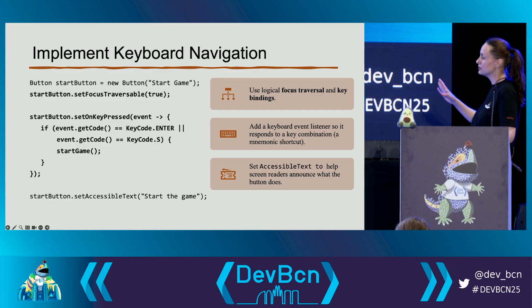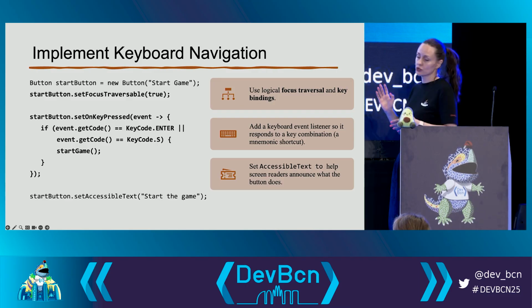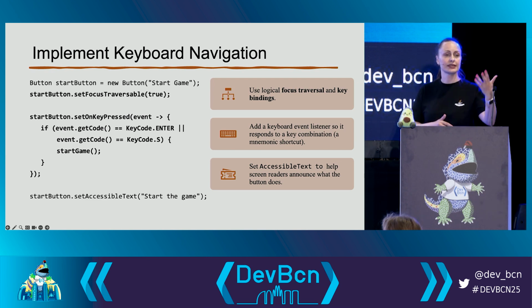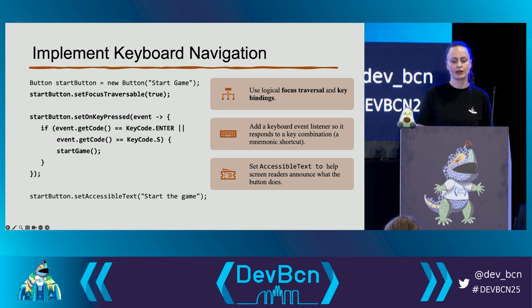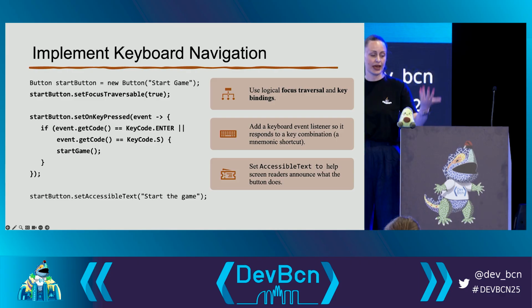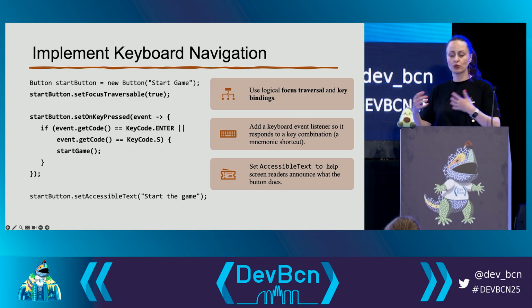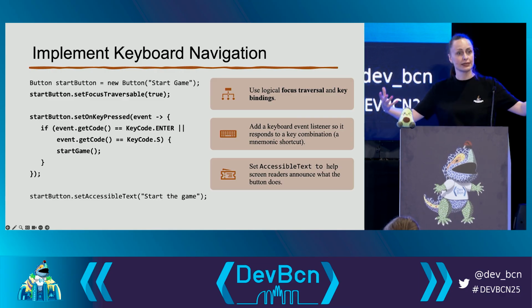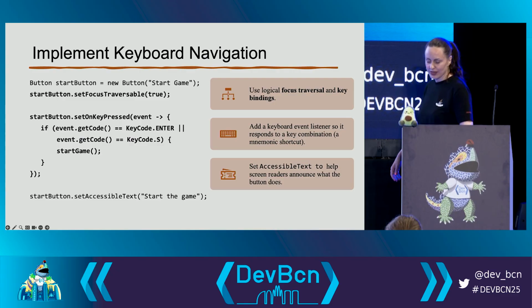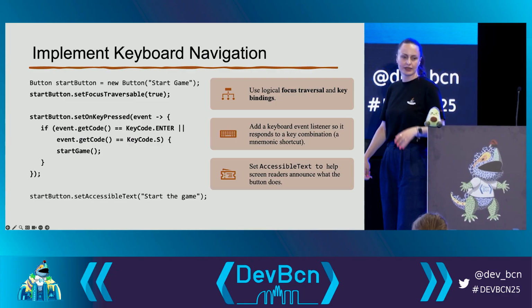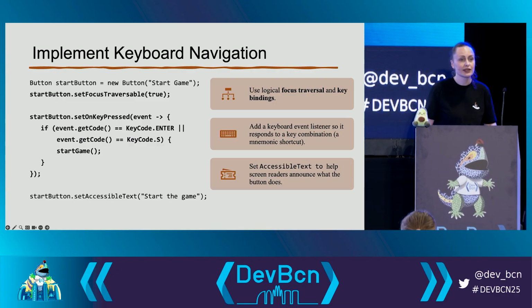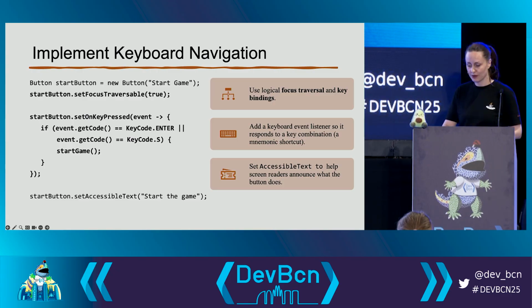Now, in this example, we make the start game button fully accessible via setFocusTraversable, and then we add a keyboard event listener, so it responds to either Enter or to the mnemonic shortcut of S. And lastly, we set the accessible text to help the screen reader announce what the button does, right? Because it's not enough just to say this is a button. It should also say that it starts the game for the screen reader.